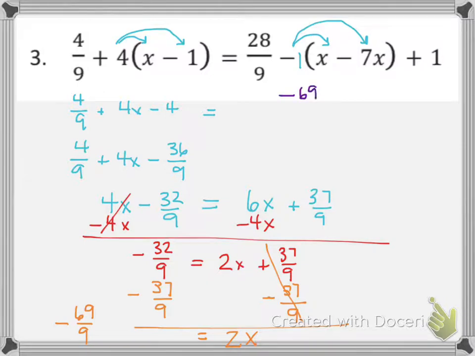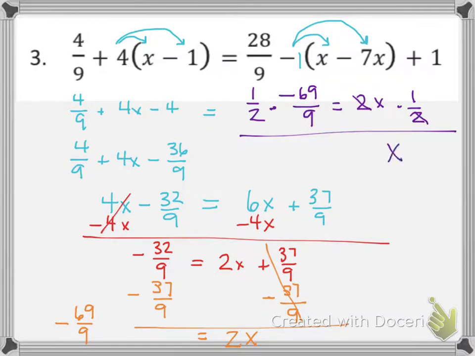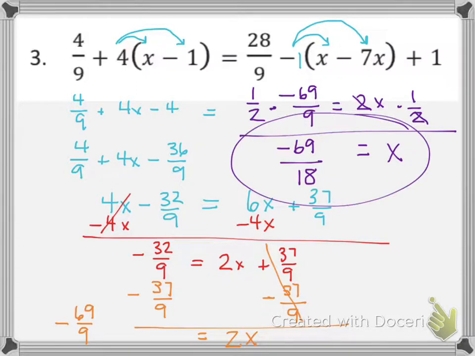All right. Here we go. -69/9 is equal to 2x. And then I'm going to multiply by the reciprocal. Do that to both sides to balance the equation. And the 2's will cancel. I get x is equal to 1 times the -69 is -69, and 2 times 9 is 18. So that's my answer. x is -69/18. That was a long one.